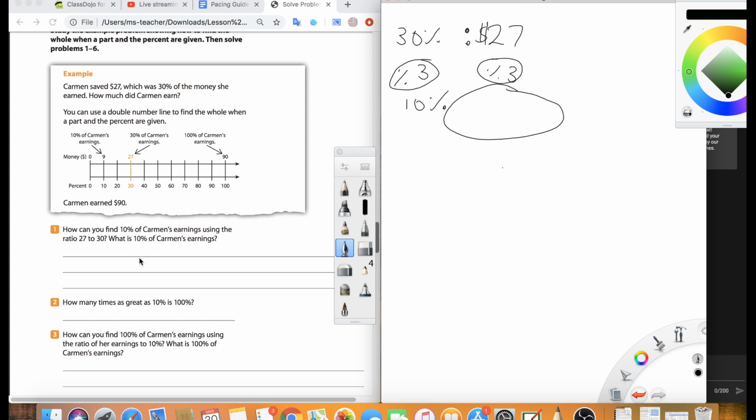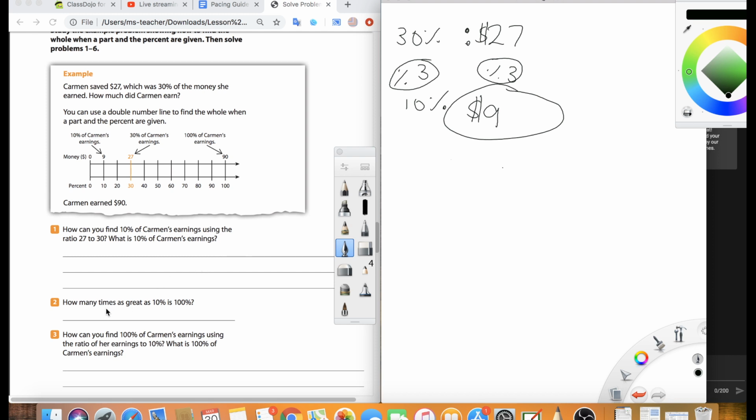So for the first question, we can say we divide by 3. How can you find 10%? We divide 30% by 3. Then it asks you, what is 10% of Carmen's earnings? 10% of Carmen's earnings is right here. So when you divide this, you should get this answer.